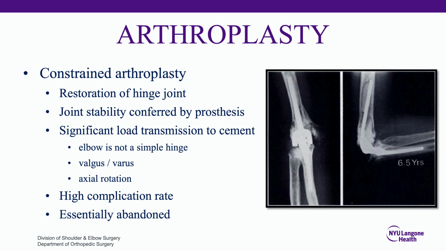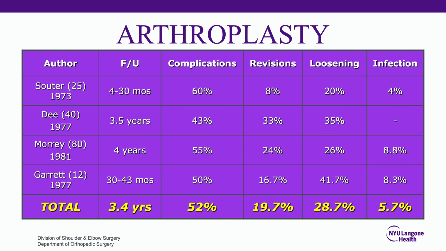In fact, if you see any test questions where one of the options is a constrained arthroplasty, that is an immediate sign to eliminate that answer as a possibility. So the literature is obviously a little bit older here, but basically even at 3 years of follow-up or 3.5 years, your complication rate is at least 50% with a significant amount of loosening and revision. So once again, this constrained arthroplasty is no longer used. So you should essentially always rule this out as an option for a test.